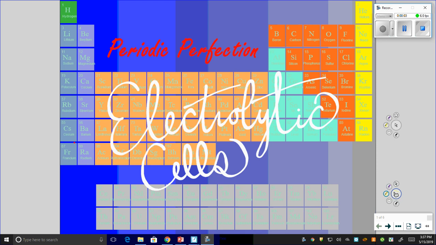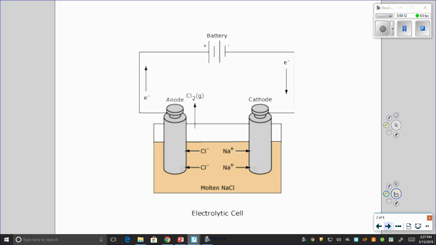Hi! In today's tutorial on periodic perfection, we're going to be talking about electrolytic cells. Now, an electrolytic cell is different from a voltaic cell. A voltaic cell makes its own energy. It uses chemical energy to make electrical energy. But in an electrolytic cell, we are using energy to force a chemical reaction to happen. And that is why we need a battery. Without a battery, this type of reaction won't work.